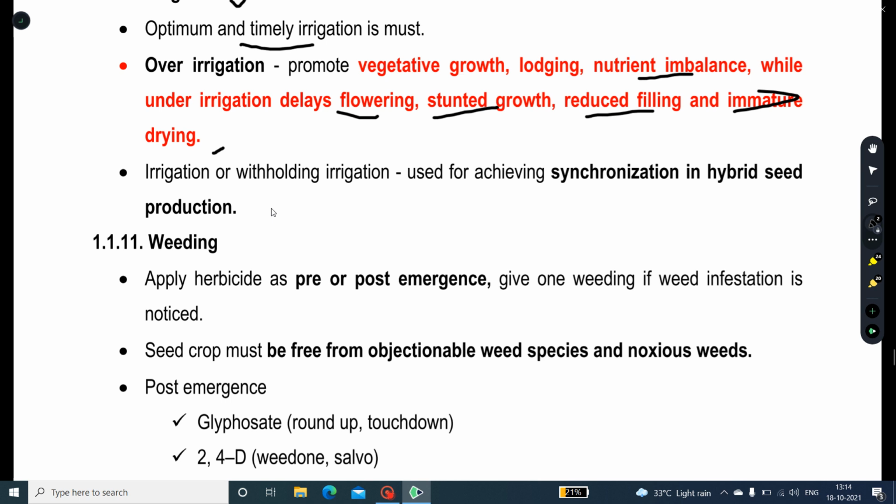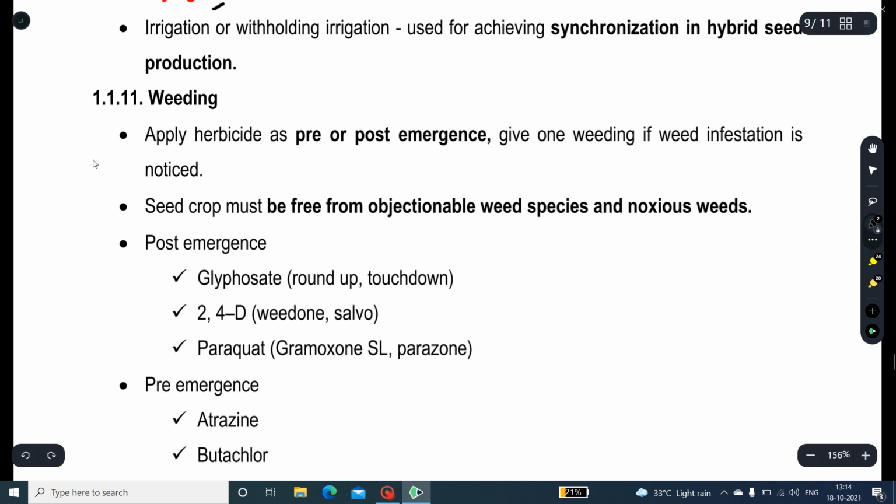And next one is weeding. It is a very important practice. Herbicides may be applied as pre-emergence or post-emergence, and also one weeding is given if weed infestation is noticed. Seed crop must be free from objectionable weeds and noxious weeds.